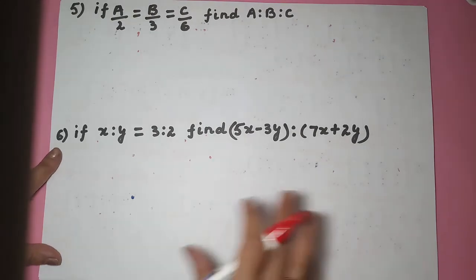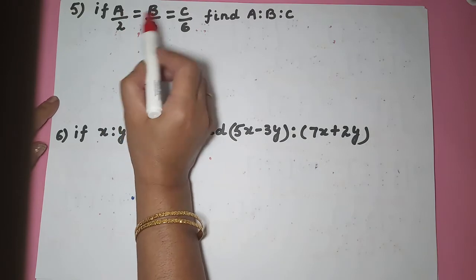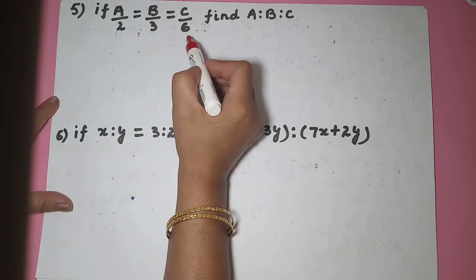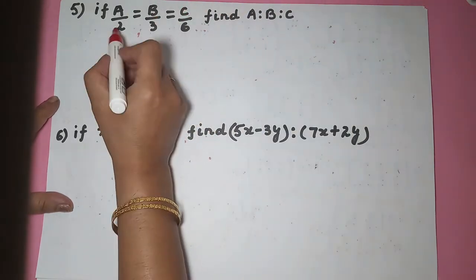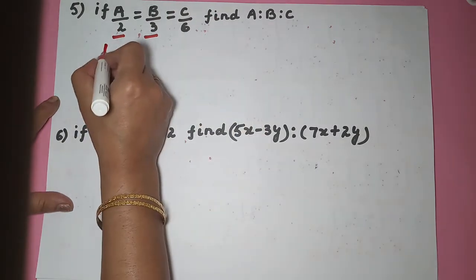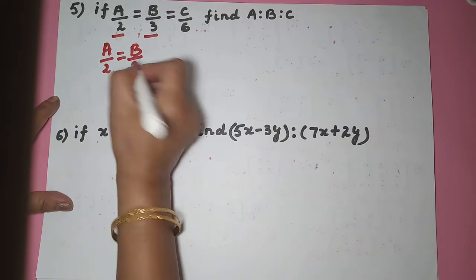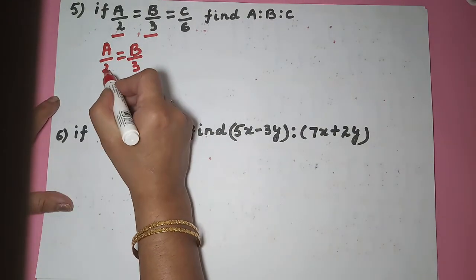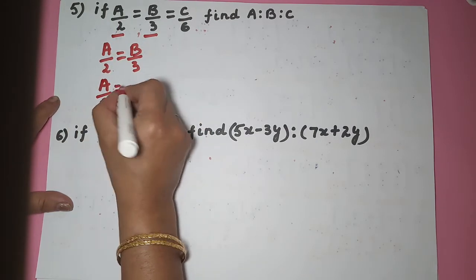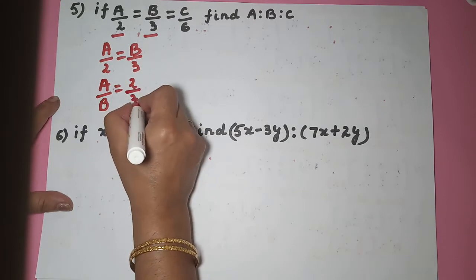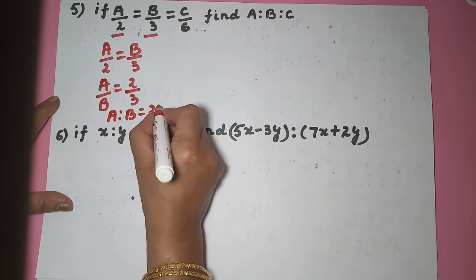Let's solve some more sums based on this. First we have a by 2 equal to b by 3 equal to c by 6, and we are going to find the ratio a is to b is to c. Same way, we'll take the two terms together. We'll get a by 2 is equal to b by 3, right? So if I shift this b here and shift this 2 here, what am I getting? A by b is equal to 2 upon 3. Does that mean my a is to b is equal to 2 is to 3?